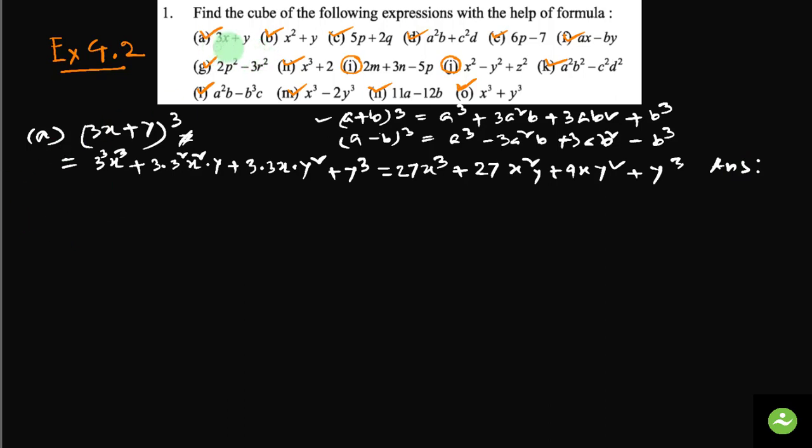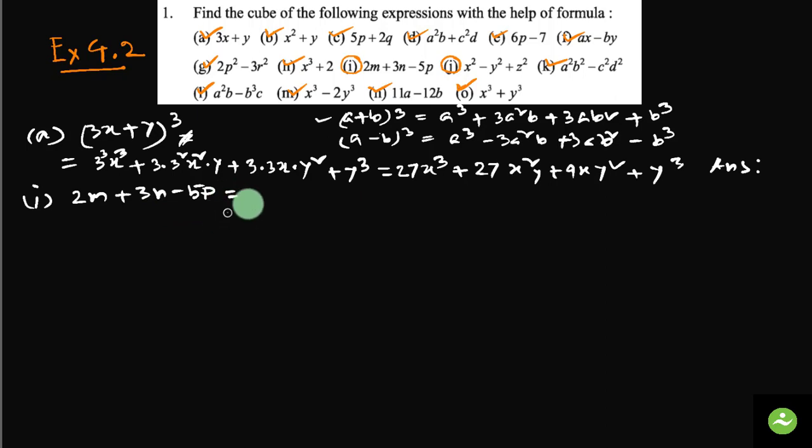Next, as I said, all these maths which I marked with tick, we can apply either of these formulas and solve the math. But for the circles marked, how can we do this? Okay, let's do the I. 2m plus 3n minus 5p.